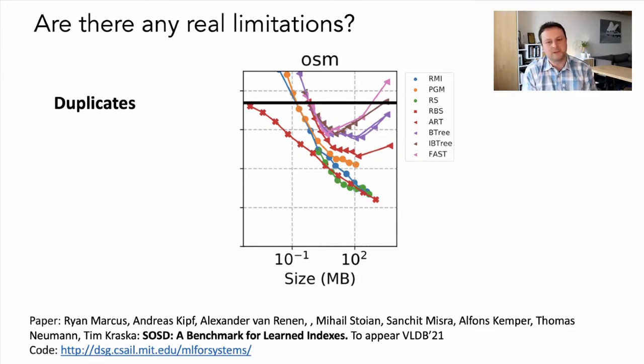And it turns out that every single time you have a ton of duplicates, this model-based approach normally doesn't work that great. There are workarounds, but overall, if you have a data set with a ton of duplicates, one of the traditional structures often works better, or at least the new Radix-based ones.